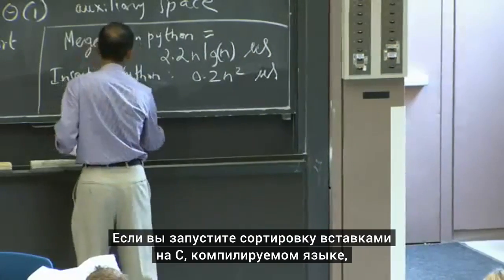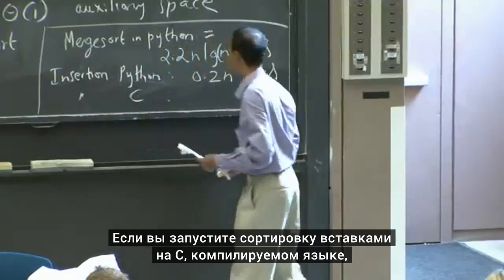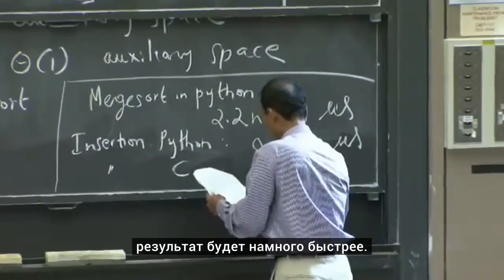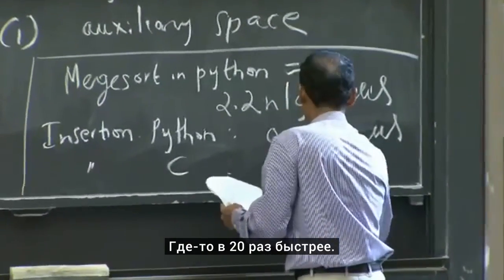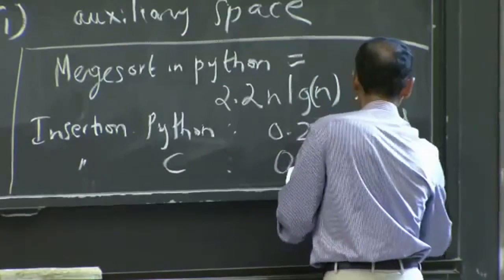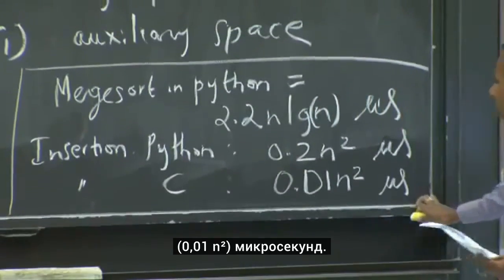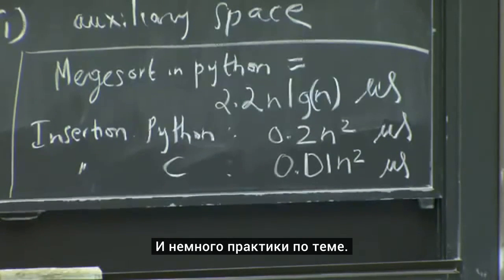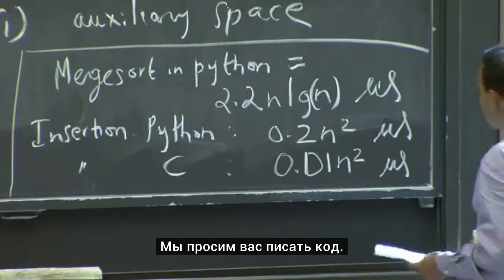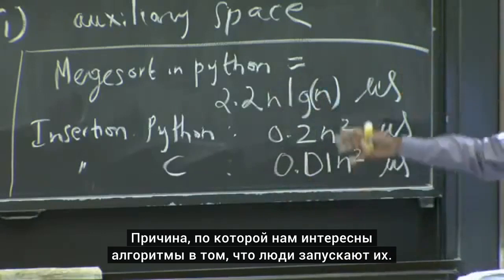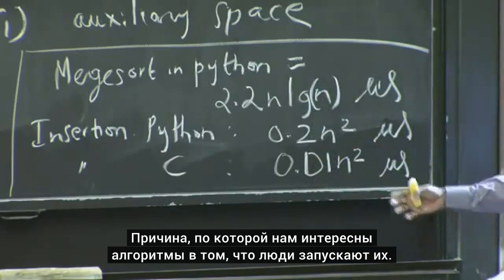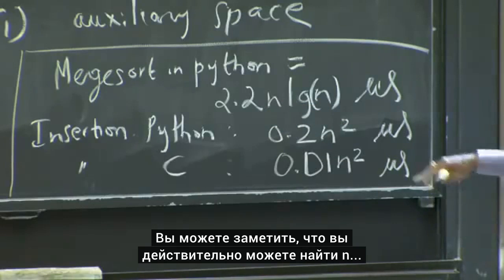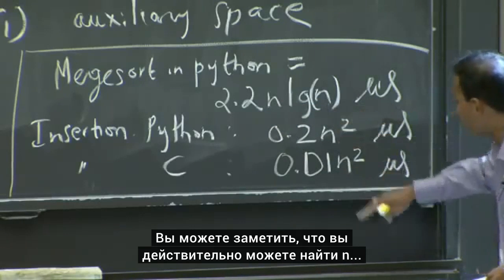If you do insertion sort in C, which is a compiled language, then it's much faster. It's about 20 times faster. It's 0.01 n squared microseconds. Okay? So a little bit of practice on the side. We do ask you to write code, and this is important. The reason we're interested in algorithms is because people want to run them.